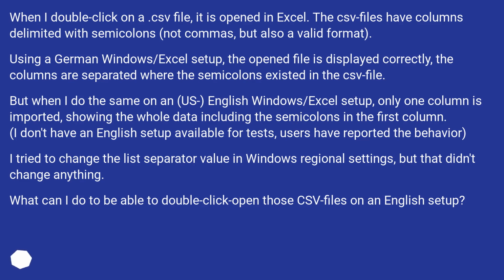I tried to change the list separator value in Windows regional settings, but that didn't change anything. What can I do to be able to double-click open those CSV files on an English setup?